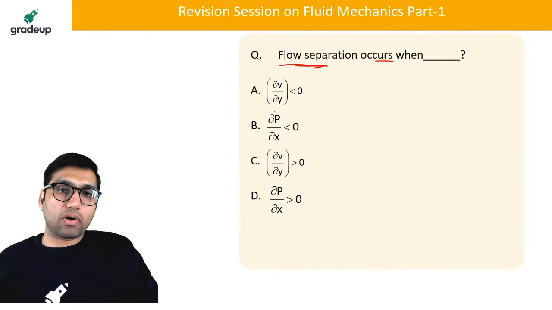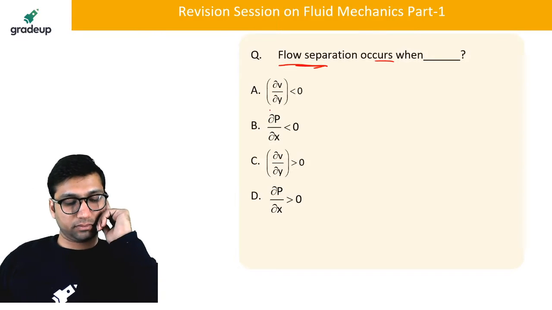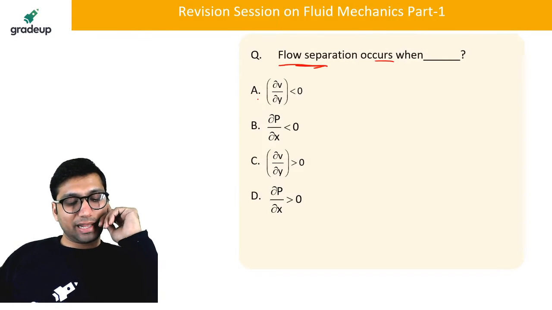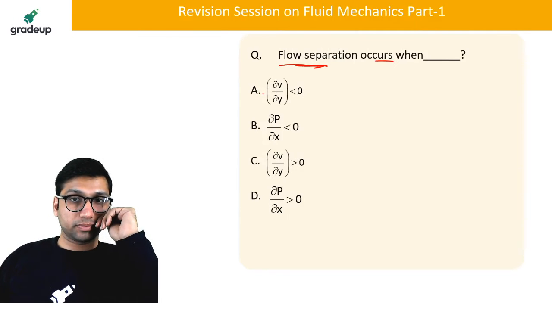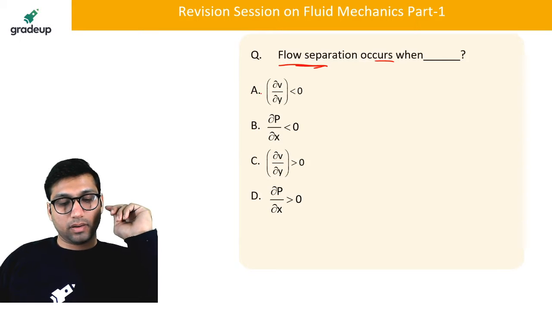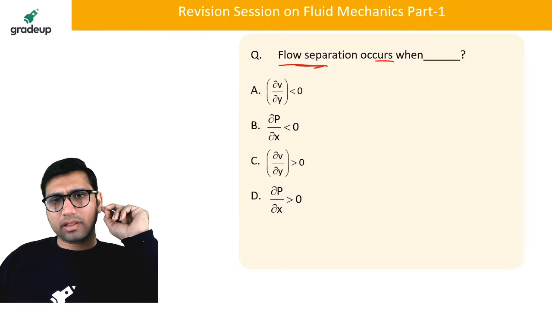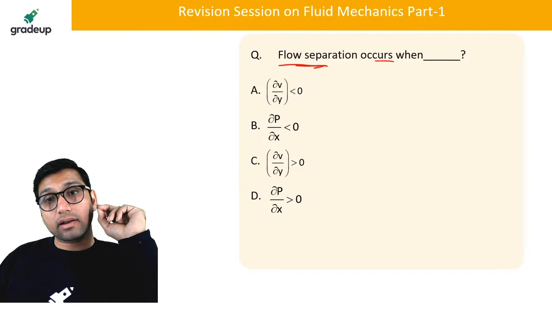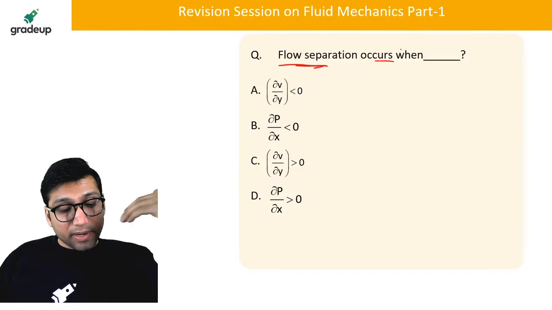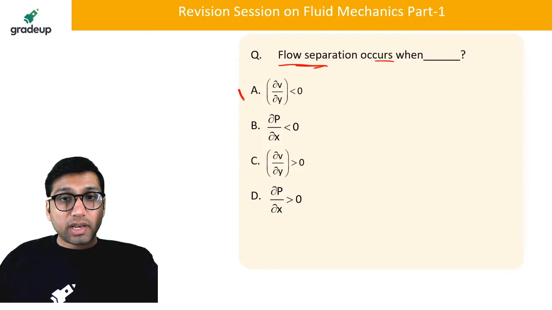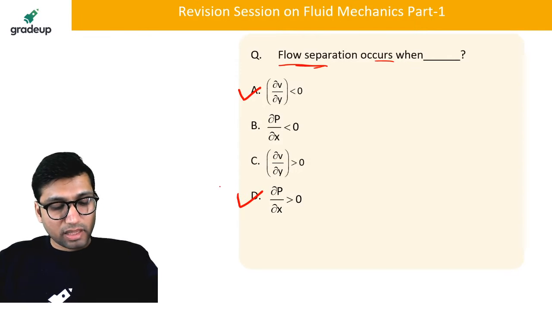Flow separation occurs, or flow will get separated. Actually, they have to write the question in this way: the flow separation occurs when, flow separation कब हो जाता है? When velocity gradients are negative and pressure gradients are positive. Okay, so the answer will be option A and D.